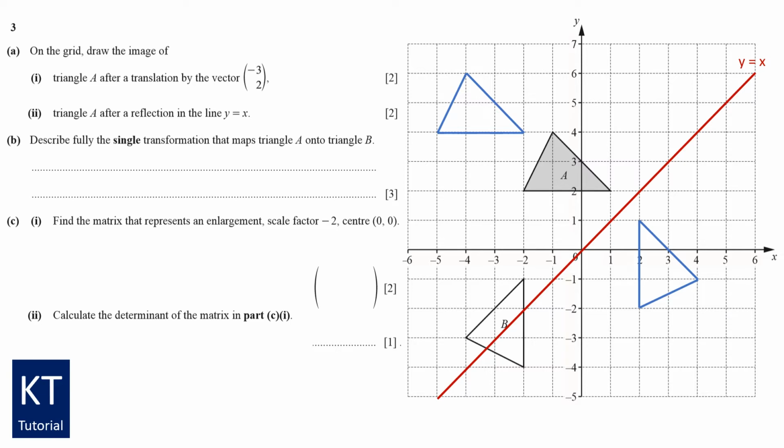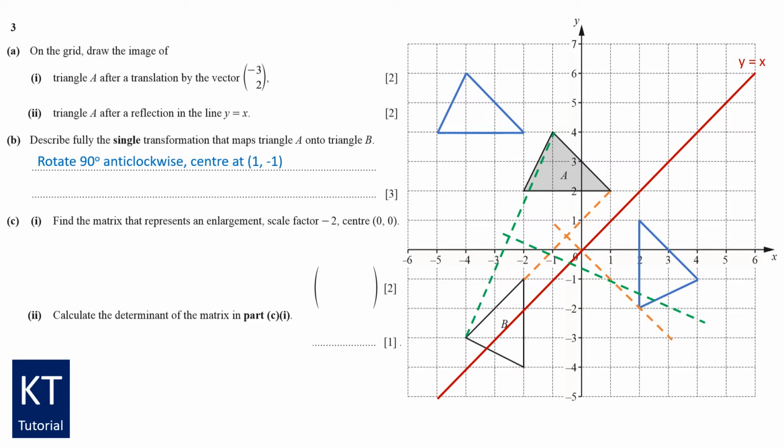Next, describe fully the single transformation that maps triangle A onto triangle B. By identifying the intersect of two bisectors made from two identical corners of the two triangles, the transformation is a rotation of 90 degrees anticlockwise with center at 1, -1.